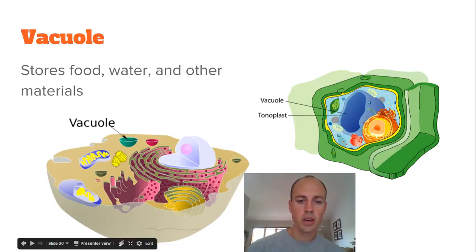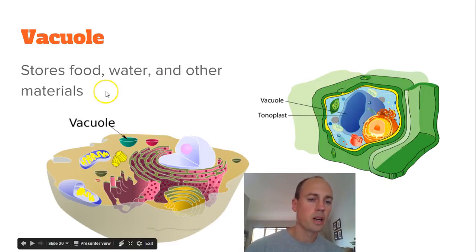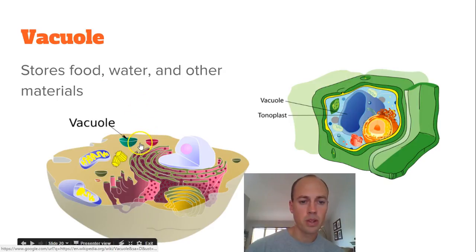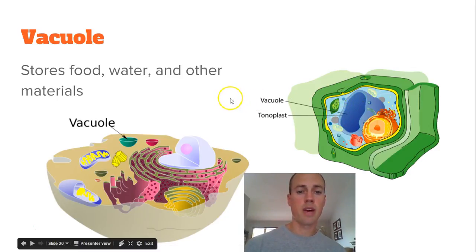And the last organelle that I'd like you to be familiar with is the vacuole. The vacuole will store food, water, and other materials. Animal cells do have them, although they're more prominent in plant cells, where more water is stored inside that vacuole. So that's a pretty quick crash course on organelles and cell theory.